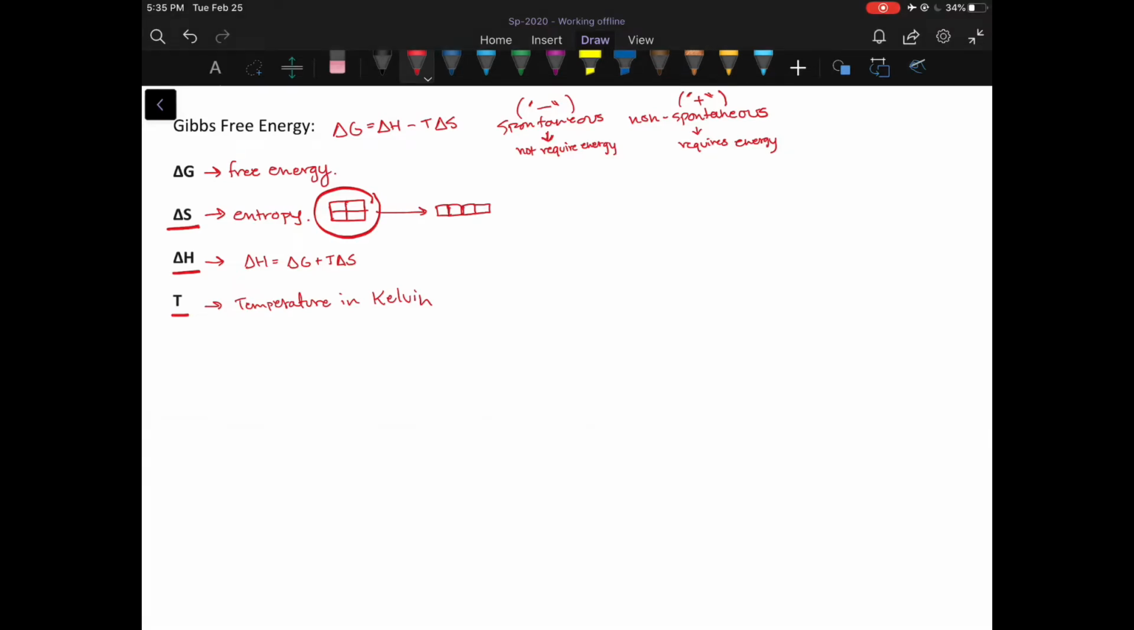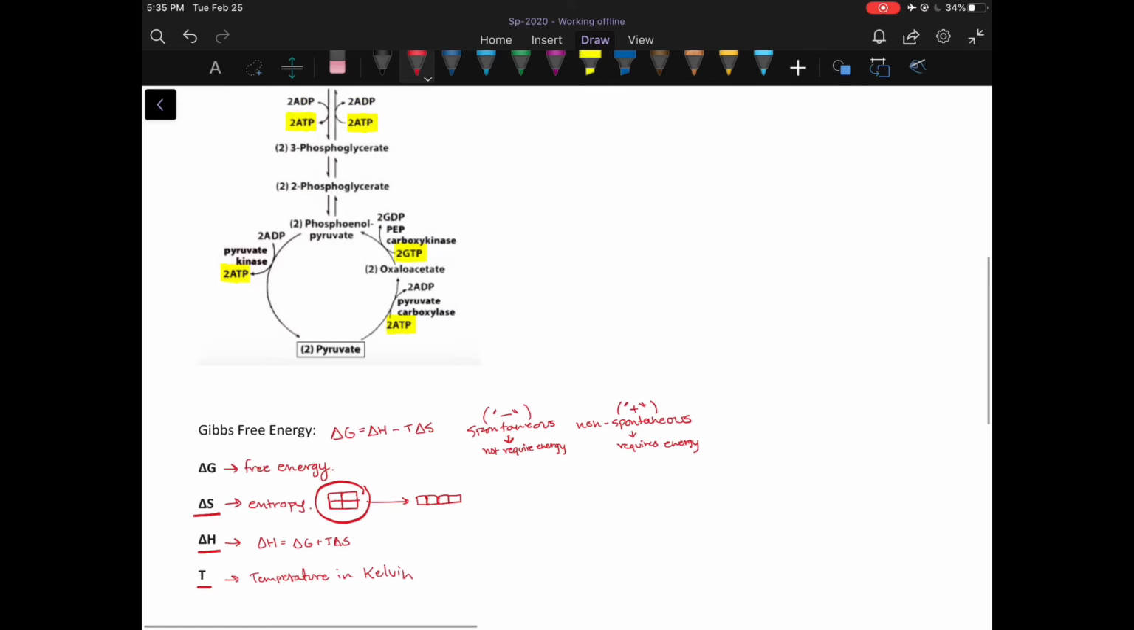And so delta H is enthalpy, which is the total energy of the system. And it's defined as delta G plus temperature times delta S. And so all these will determine whether a reaction proceeds spontaneously or non-spontaneously.